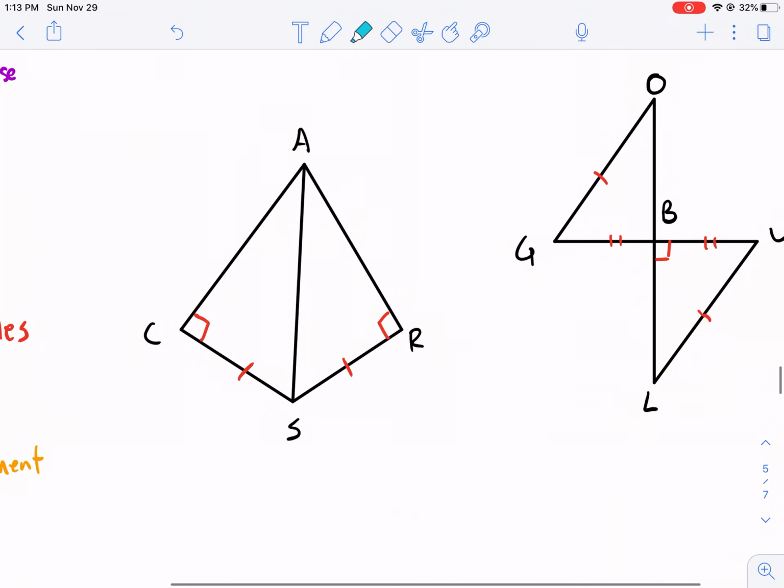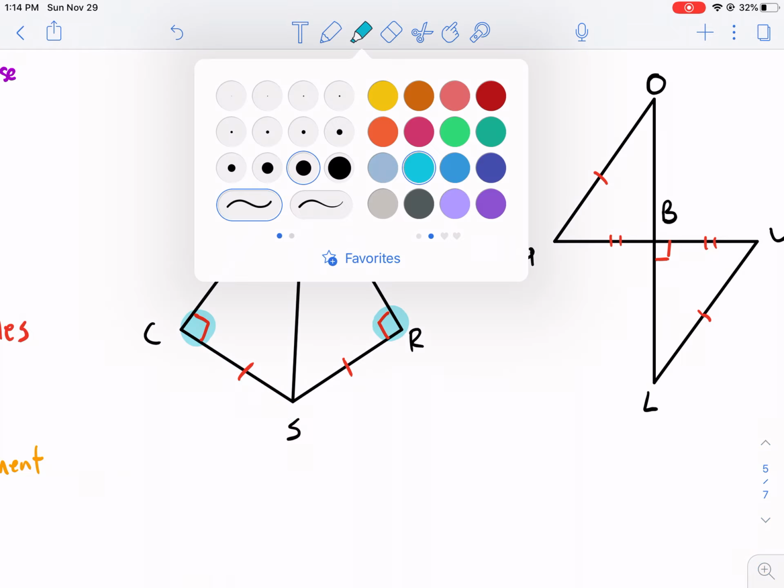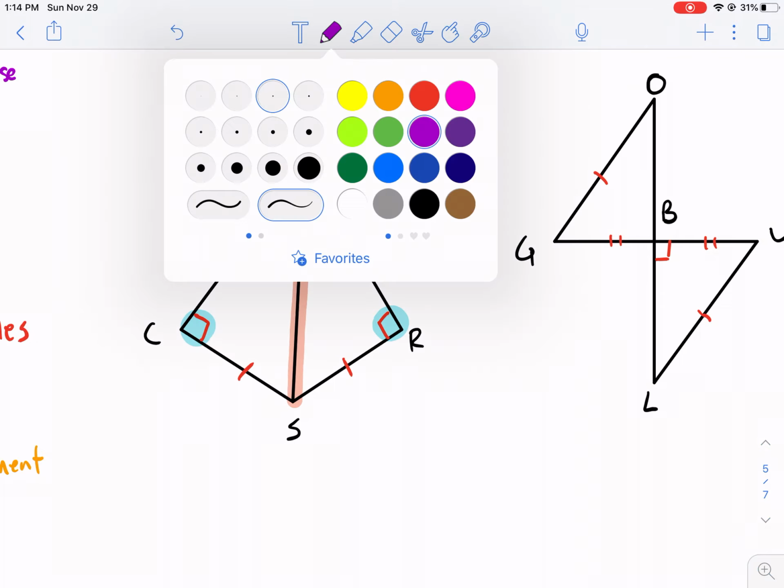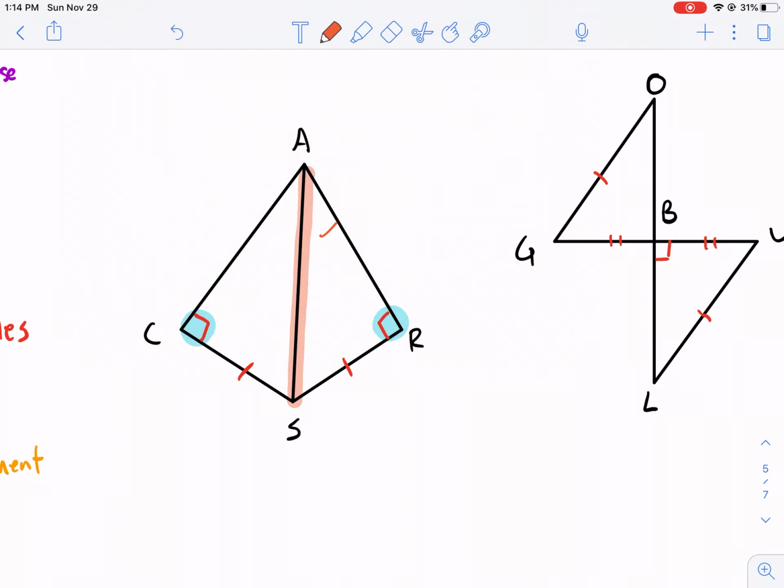Well, we got a clue here. The clue is we have a right triangle here. Okay, what else we got? We have a congruent side. And then, hopefully we're experts at this by now, we have the reflexive property going on. Reflexive property, meaning that they share a side, so it's congruent for both triangles. So this is reflexive. 1, 2, 3.